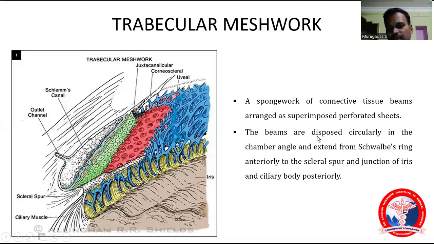The beams are disposed circularly in the anterior chamber angle and extend from Schwalbe's ring anteriorly to the scleral spur posteriorly, at the junction of the iris and ciliary body.